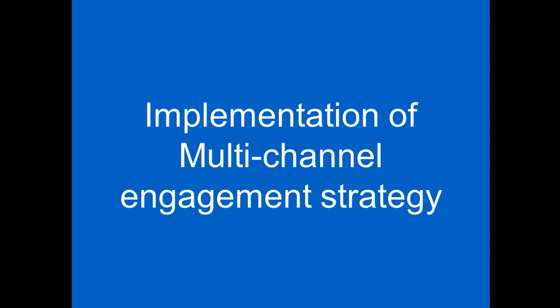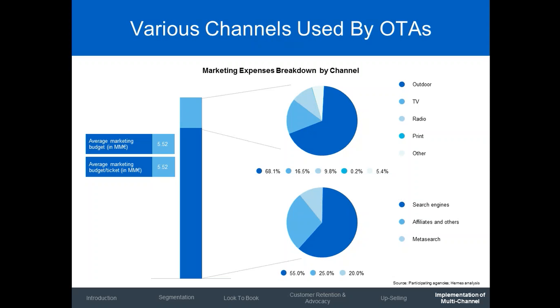We'll briefly talk about implementation of a multi-channel engagement strategy now. So this slide broadly shows how the marketing spend is broken down by channel. The top pie chart gives a sense of the traditional or offline marketing channels, and the bottom gives the online marketing channels. The traditional marketing channels are outdoor, TV, radio, print. On the online side, we look at search engine, affiliate, meta search.